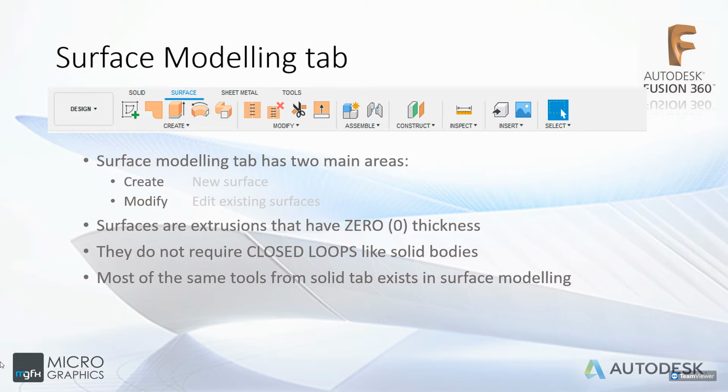A nice thing about surfaces is that they do not require closed loops like solid bodies. Often we will find that we don't know how the material inside looks, and hence we don't have perhaps a line to close up our shape. And sometimes we just guess, or we guesstimate. But if you use surface modeling, you can avoid that altogether. And like I said earlier on, most of the same tools from the Solid tab exist in surface modeling. So your extrudes, your revolves, your sweeps, etc.